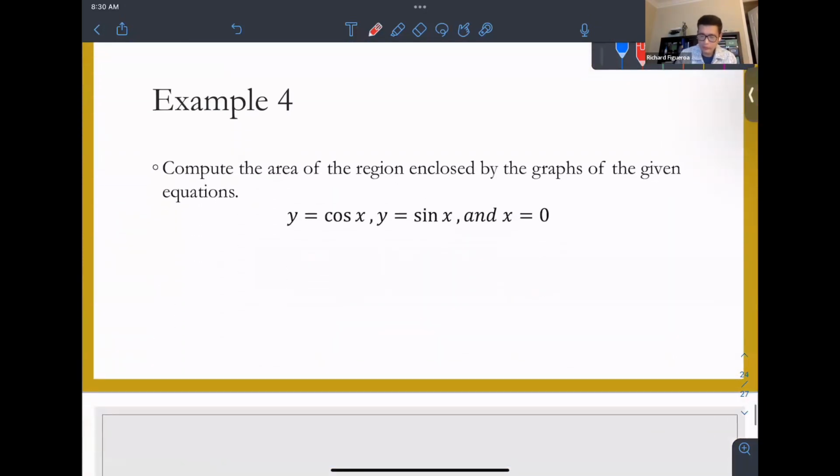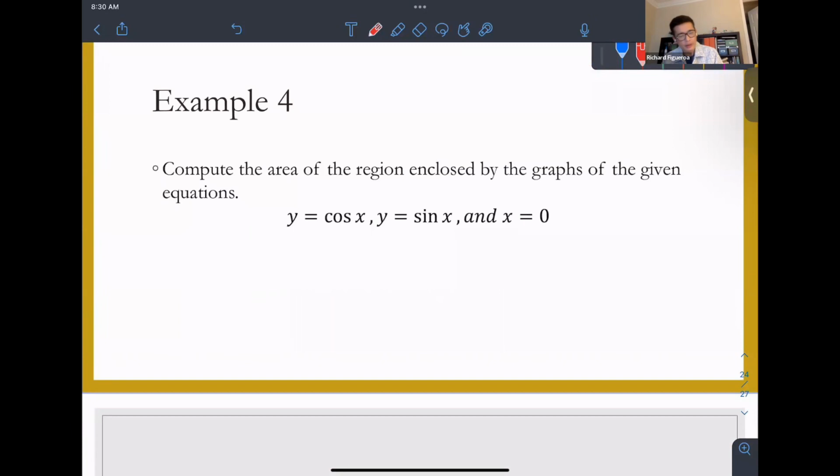This time around, it involves a trigonometric function. We are going to compute the area of the region enclosed by the graphs of the given equations. The first one is y equals cosine x, the second is y equals sine x, and x is equal to 0.